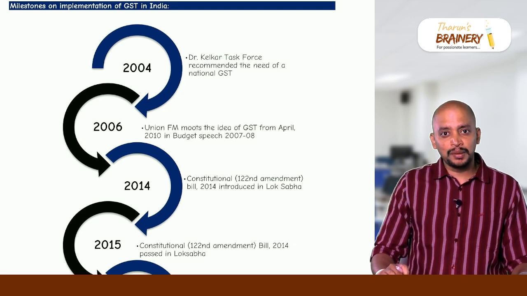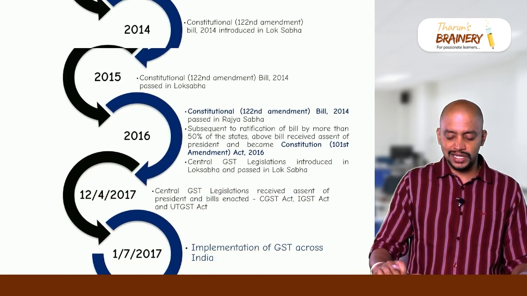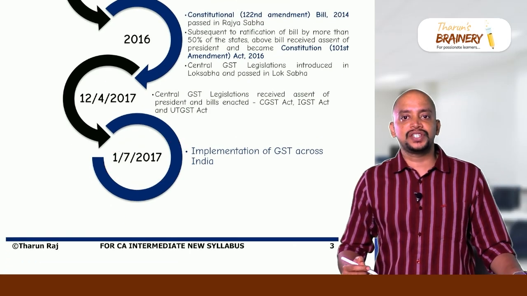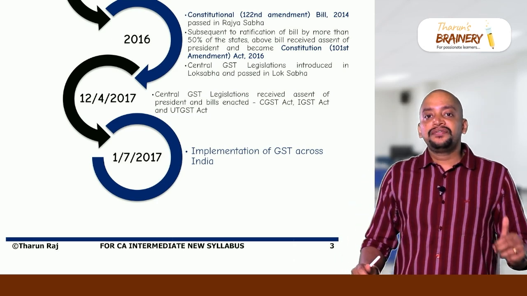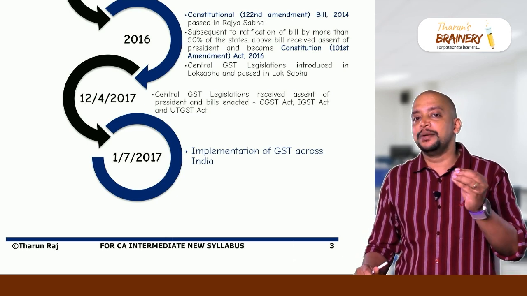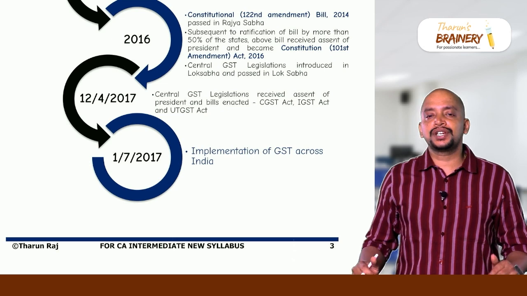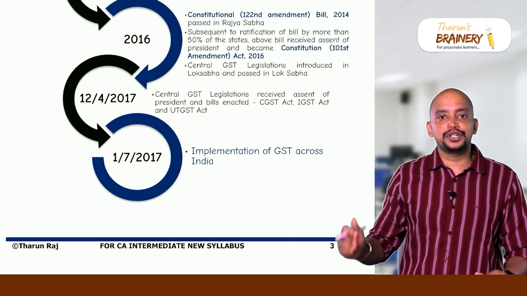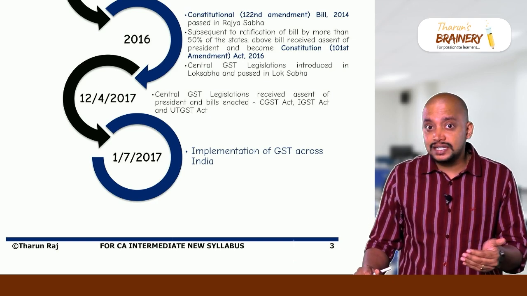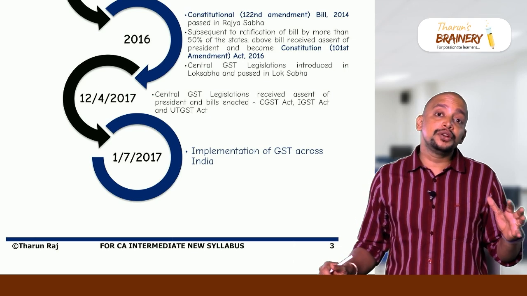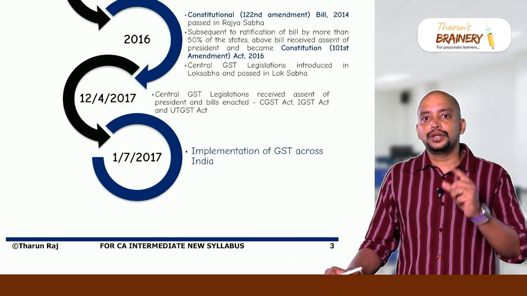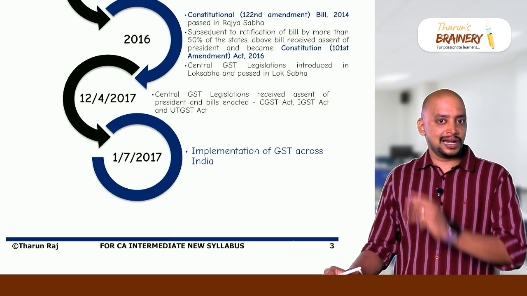So, what is the effective date of implementation of GST in India? We all know that. What is that? 1/7/2017 is the effective date of implementation of GST in India. But the GST implementation required a constitution amendment. As per the constitution, which schedule? The 7th schedule to the constitution has 3 lists: union list, state list and concurrent list.